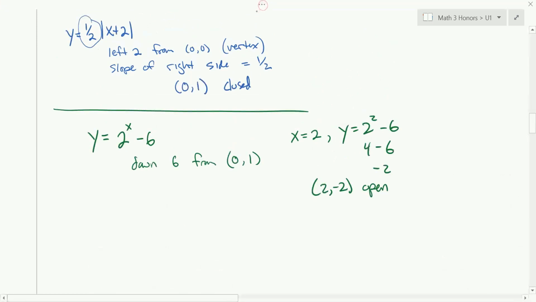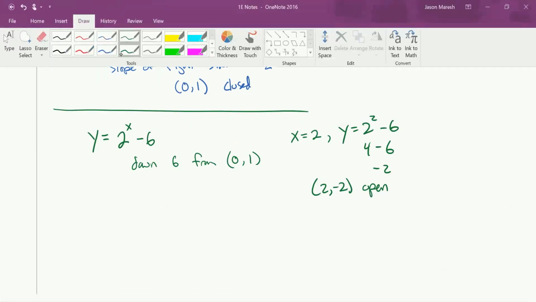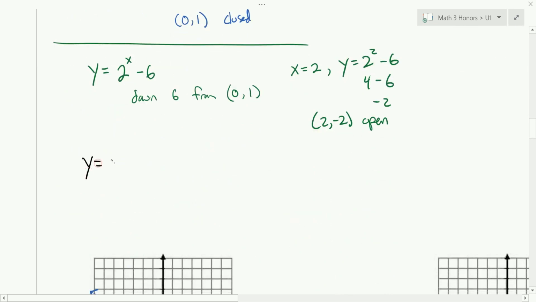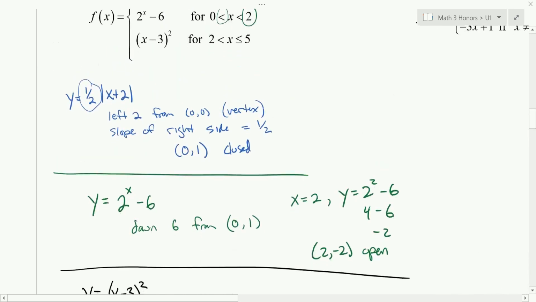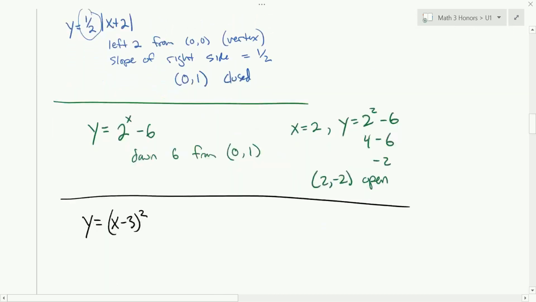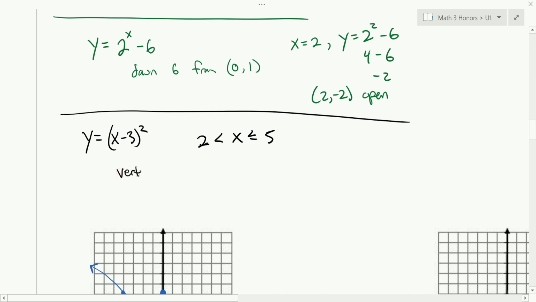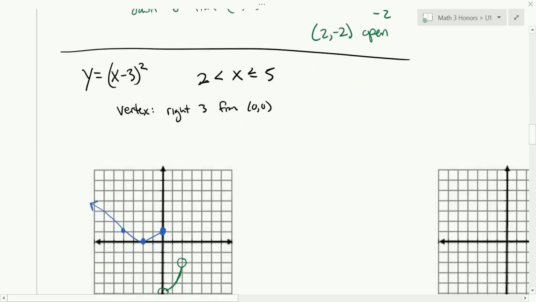Switch colors again. I'll go black ink. And so we have y equals x minus 3 squared. Okay, and that's 2 less than x less than or equal to 5. Okay, so vertex is going to be right 3 from 0, 0. That's the first point I'm going to put on. So 1, 2, 3 right there.